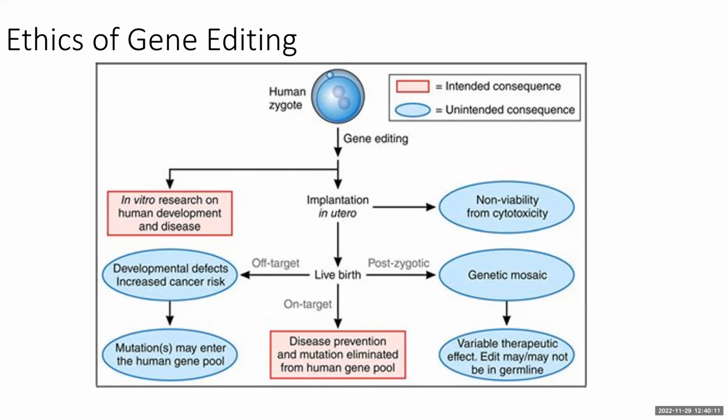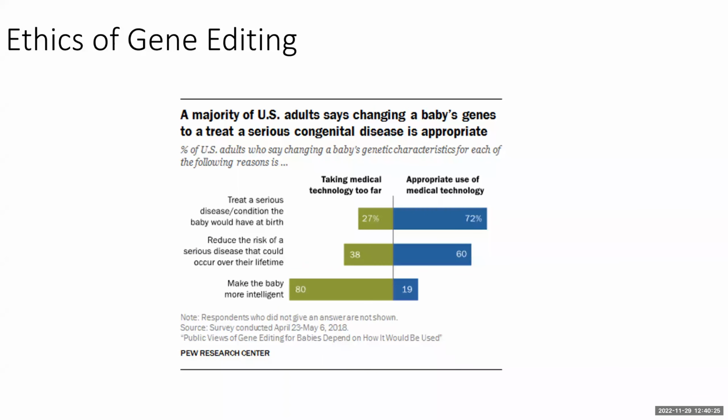So while in a perfect world, this might seem like it's pretty straightforward, in reality, there are a lot of possible pitfalls. When you talk to people about their feelings about these types of changes too, you can see that there is a big divide between somatics and germline changes, and also what those changes are used for. For example, in the US, most people are comfortable with using these types of technologies to fix diseases or conditions that babies would be born with, or that they might develop over time. But most people are not comfortable using them to change things like intelligence or appearance.